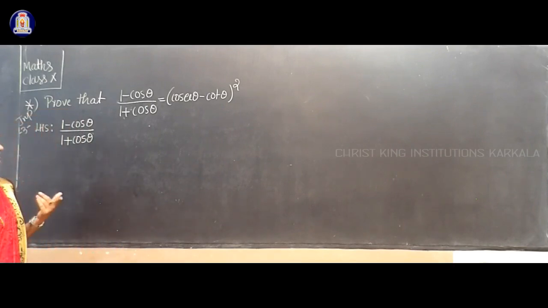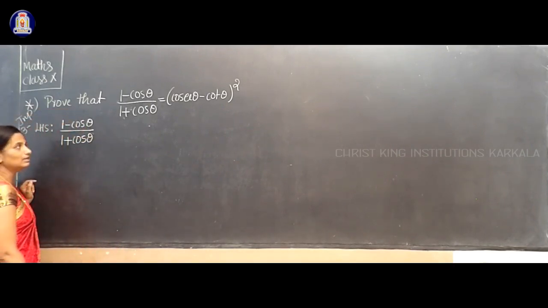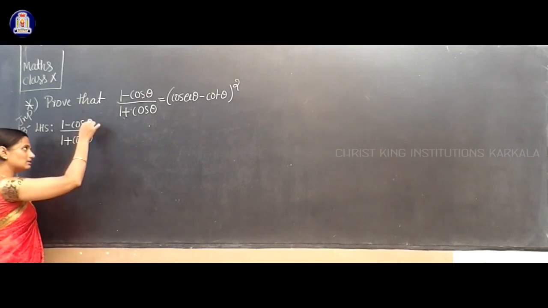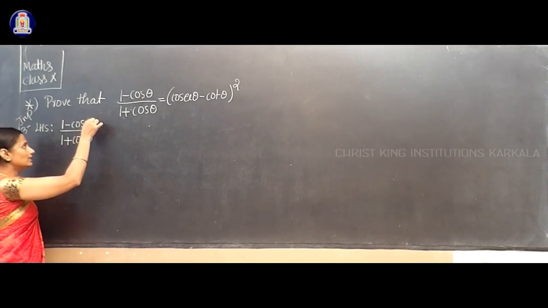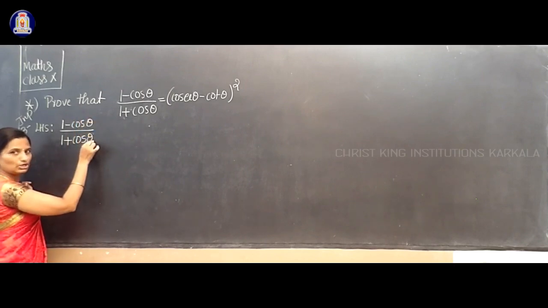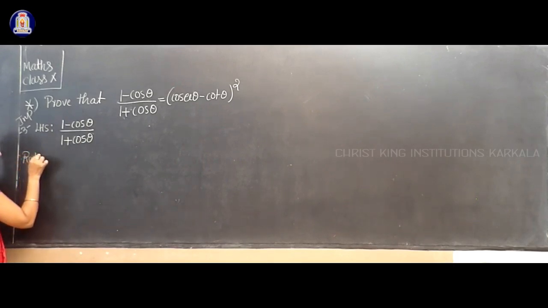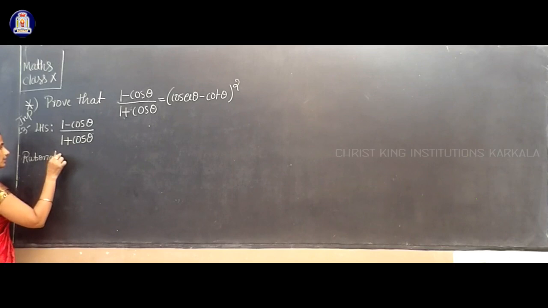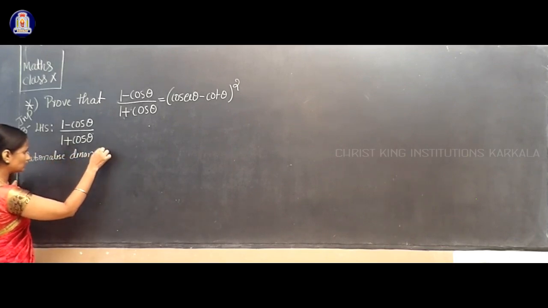Now the second method, what is the second method? The second method is rationalizing. When we have numerator divided by denominator, we can use rationalization. So now rationalize the denominator. How to rationalize the denominator?